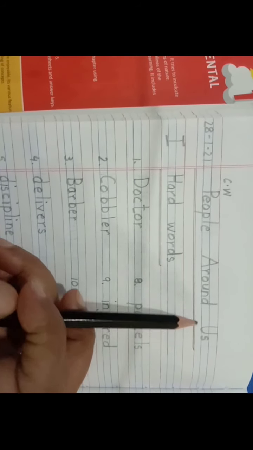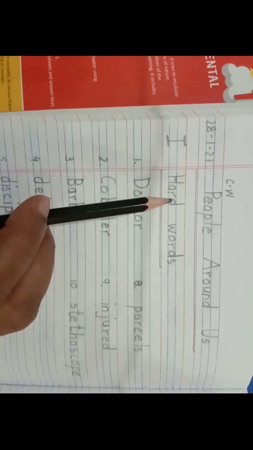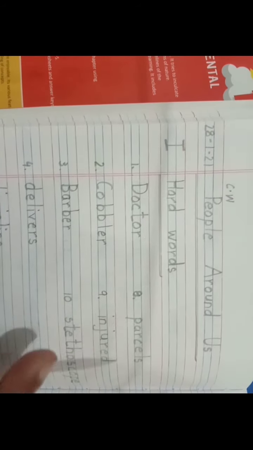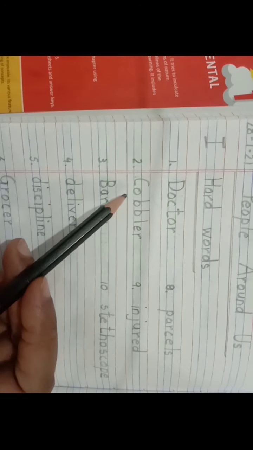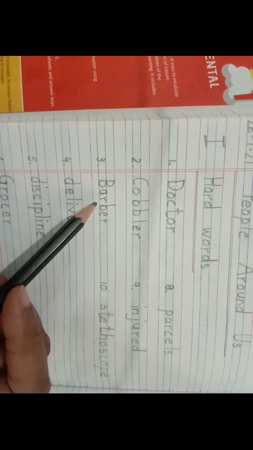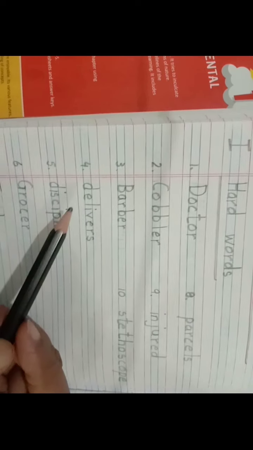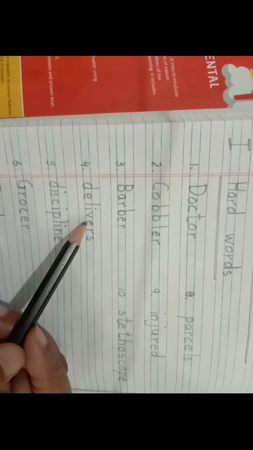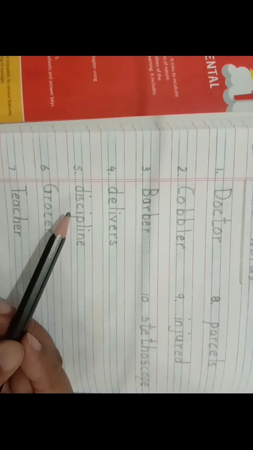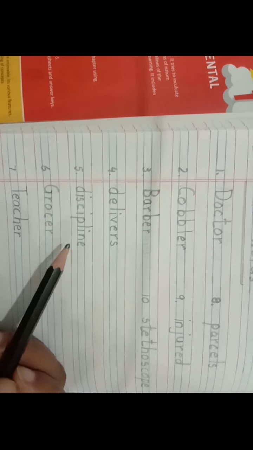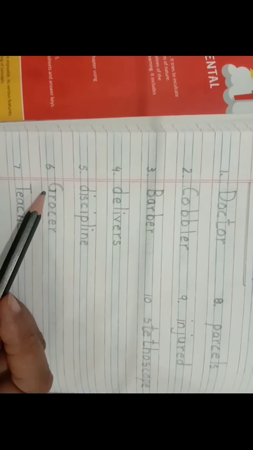People around us. First, write Roman number 1 in the margin. Write hard words. And let's read the words. D-O-C-T-O-R, doctor. C-O-B-B-L-E-R, cobbler. B-A-R-B-E-R, barber. D-E-L-I-V-E-R-S, delivers. D-I-S-C-I-P-L-I-N-E, discipline. G-R-O-C-E-R, grocer. T-E-A-C-H-E-R, teacher.